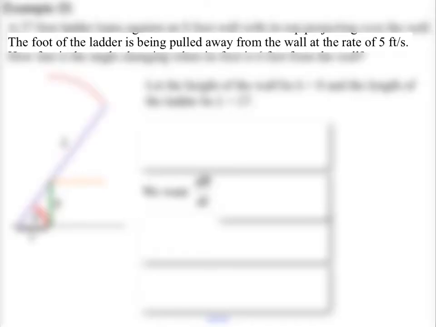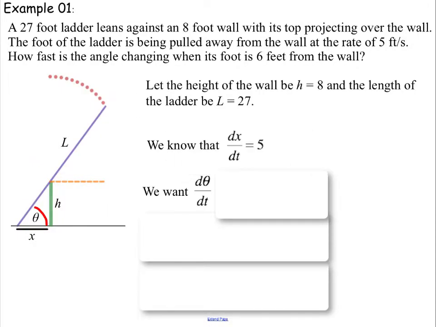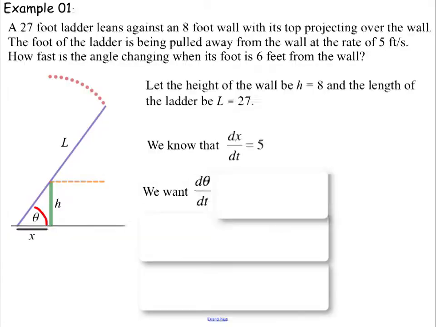We're given how fast the horizontal distance is changing, that is, dx/dt, which is 5. It's positive because the foot is getting further away from the wall, so x must be increasing. The particular moment we're interested in has x equal to 6.